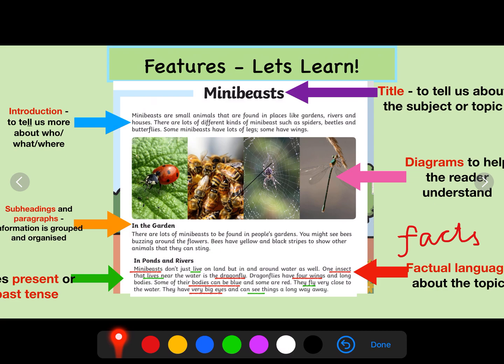Subheadings. My turn, your turn. And we know this also has paragraphs. It is to help the reader see where the information is organised. And at the top we have got an introduction. An introduction tells us a little bit more about what we are going to read, but it doesn't go into too much detail. Let's read through each feature again.